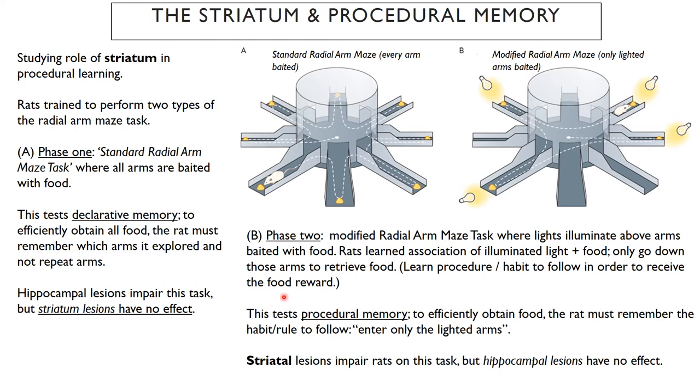It's not a spatial memory. In this case, it only has to follow a basic rule: enter the lighted arms. Striatal lesions impair this task, but not hippocampal lesions. So hippocampal lesions really don't have any effect, but striatal lesions will impair this task. That's because the striatum also plays a role in associative learning with the whole dopamine reward, and it can create this procedure in mind that light equals reward.